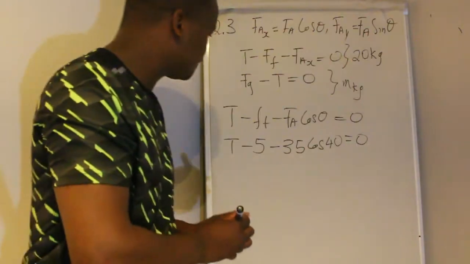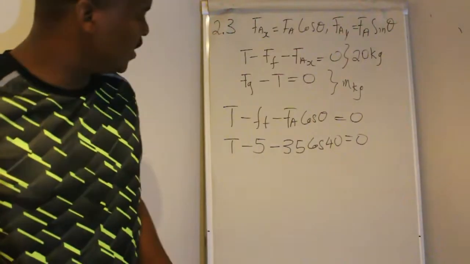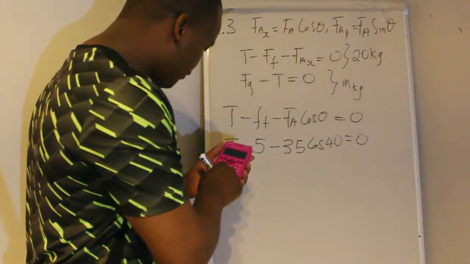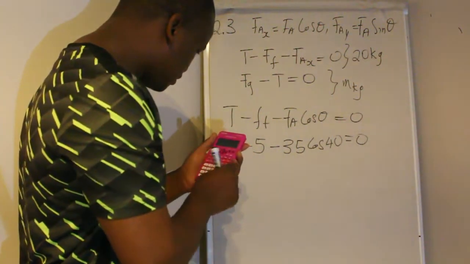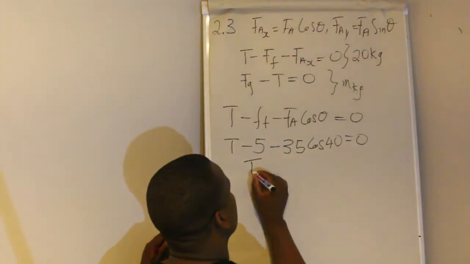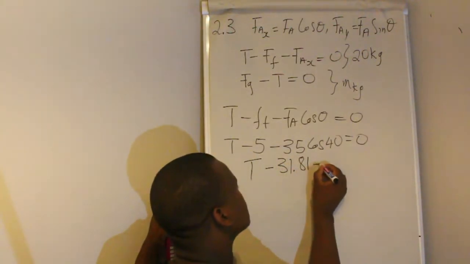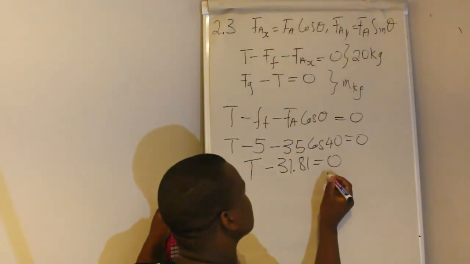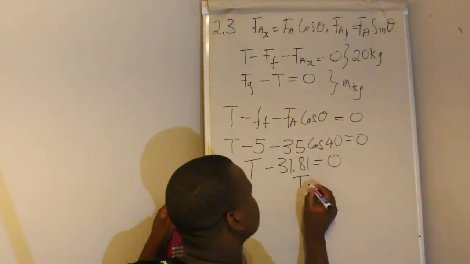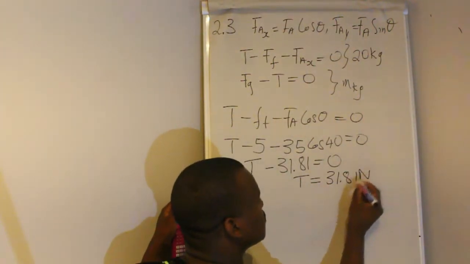So from this equation, you will solve for T. So punch this on the calculator: negative 5 minus 35 cos 40. So you have T minus 31.81 is equal to 0, which means you can transpose this to the other side, which means your tension is equal to 31.81 newtons. This is your tension.